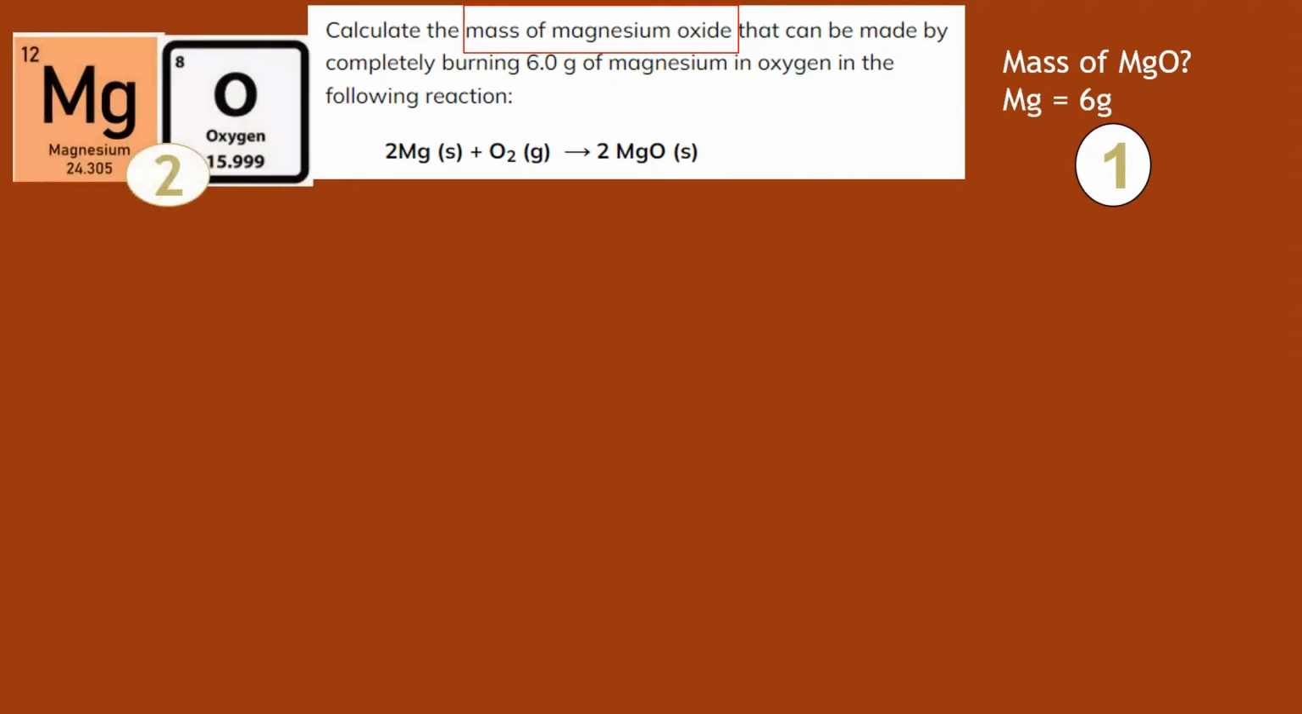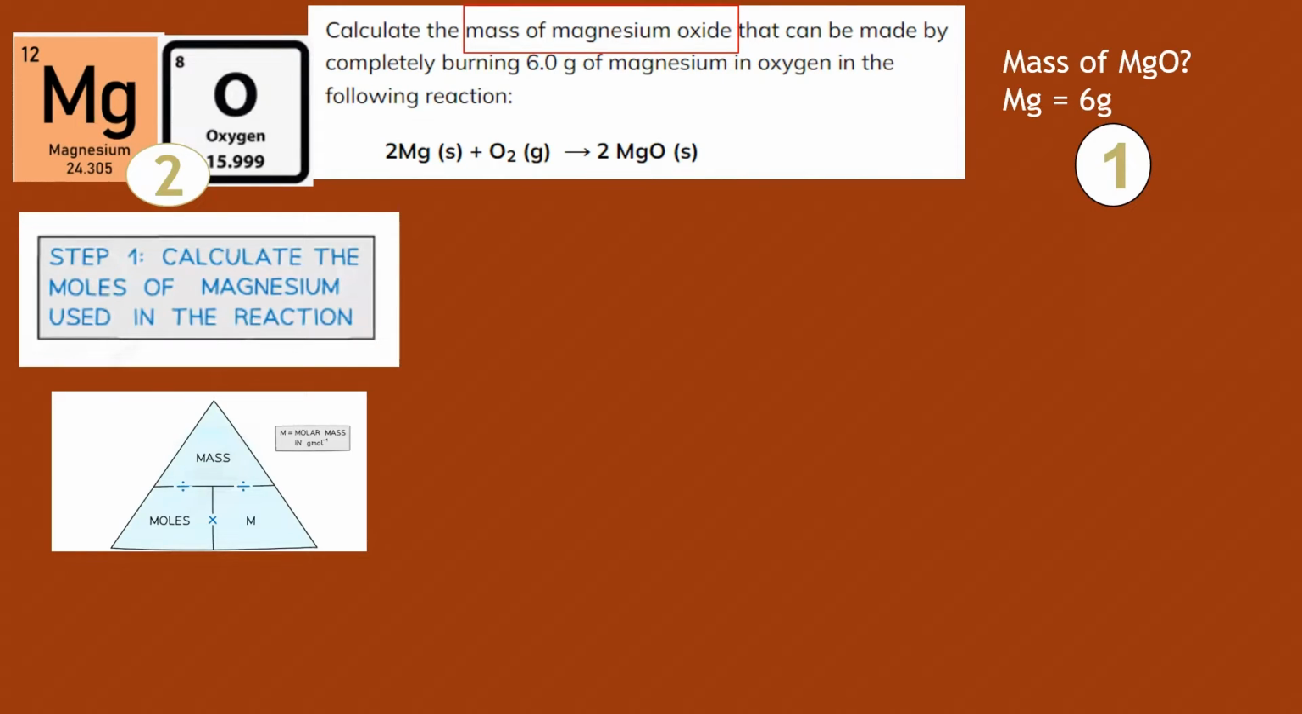Next step is we have to, from the periodic table, know the atomic or molar mass of magnesium and oxygen. But do you have any idea what would be the pathway of calculating the mass of magnesium oxide from the mass of magnesium? If you're guessing that it would be moles, you're right. Now, what would be the steps to calculate it? Let's do this.